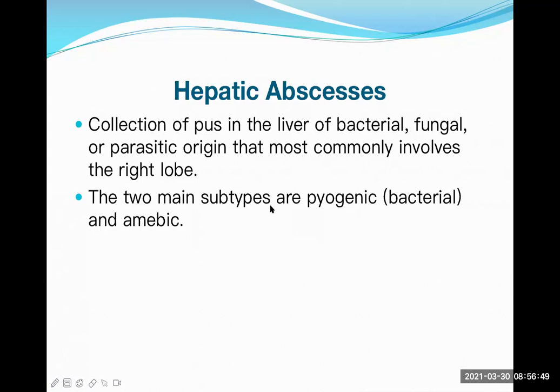We roughly divide liver abscess into two types, pyogenic and amebic, because of the incidence. Pyogenic means pus-forming bacteria are responsible. Amebic means Entamoeba histolytica is responsible. The same amoeba which causes amebic dysentery is responsible for amebic liver abscess.